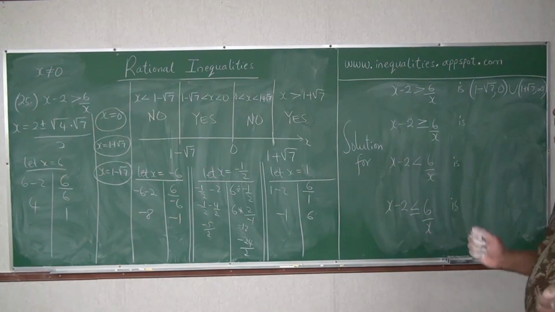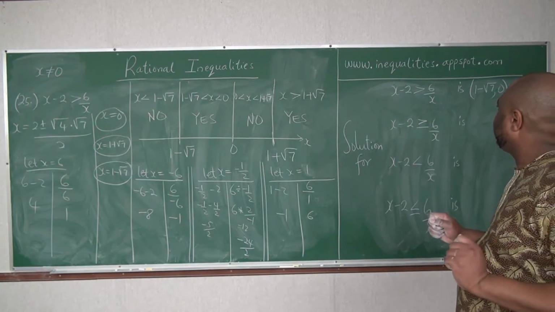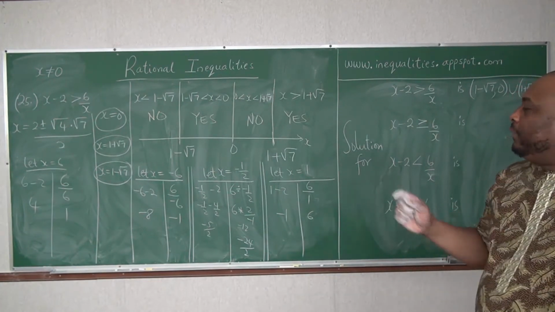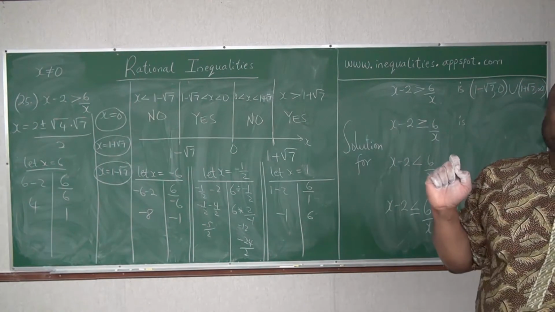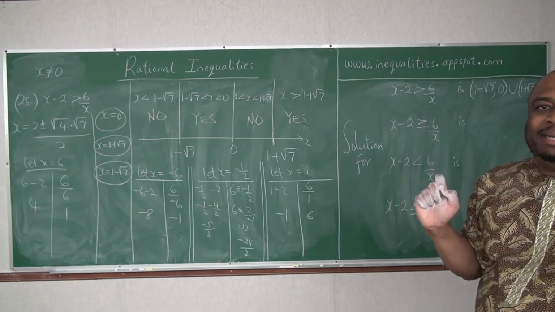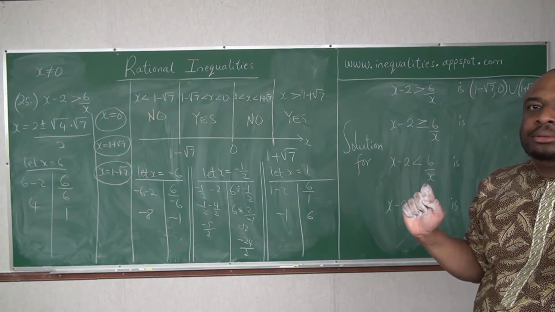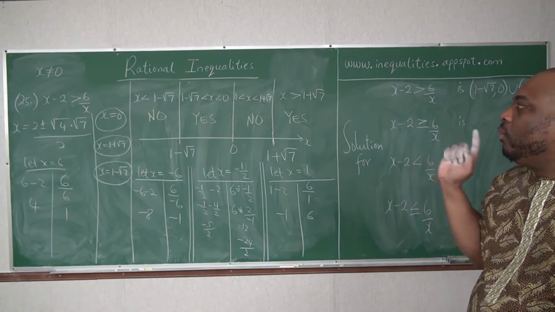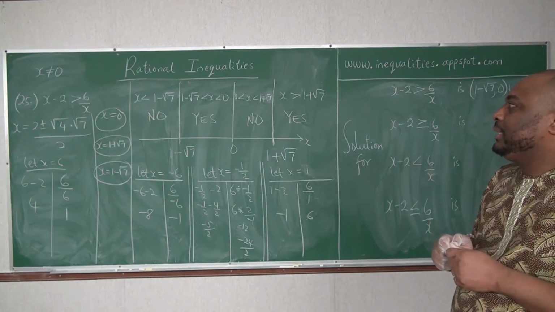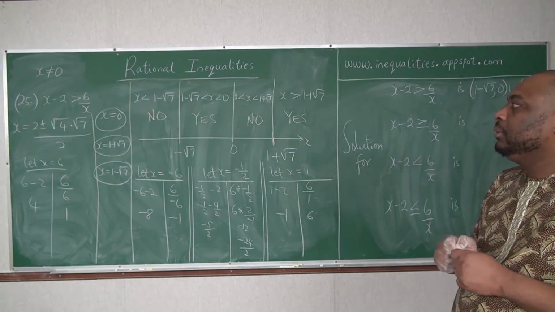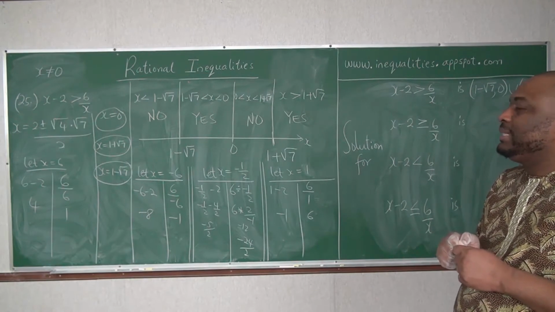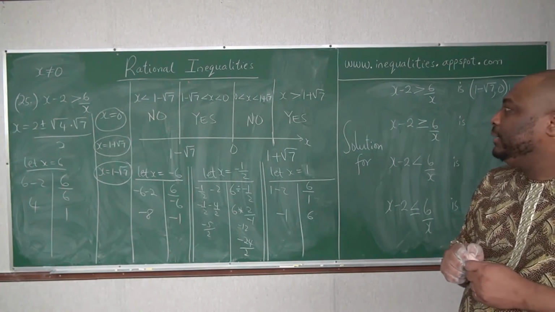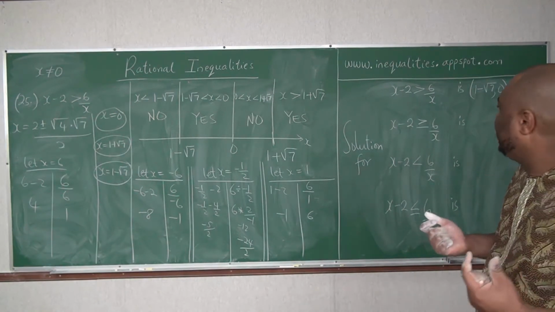And for the greater than or equal to, 0 is not included in the domain. It is not. However, 1 minus root 7 is included in the domain. 1 plus root 7 is included in the domain. But 0 is not included.